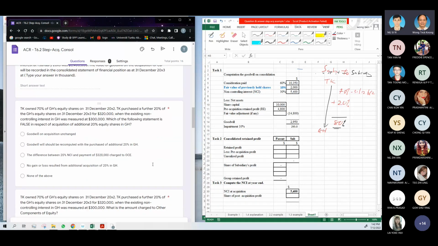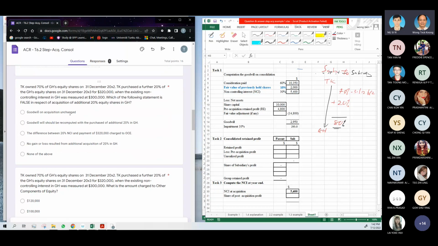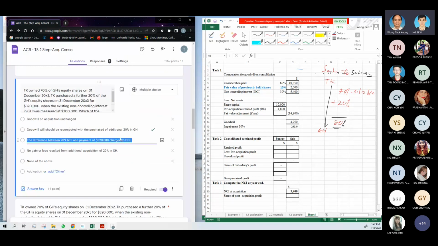Okay, so mix up. So goodwill unchanged, correct? Okay. Goodwill should be recomputed. This is wrong. You don't need to recompute goodwill at 80%. Okay. So the payment charged to OCE, yes, correct. No gain loss, yes, no gain loss because it's charged to OCE. Why they don't give you gain loss? Because you're still controlling the subsidiary. You can do whatever you want. You can sell whatever price to make gain or make loss up to the parent.